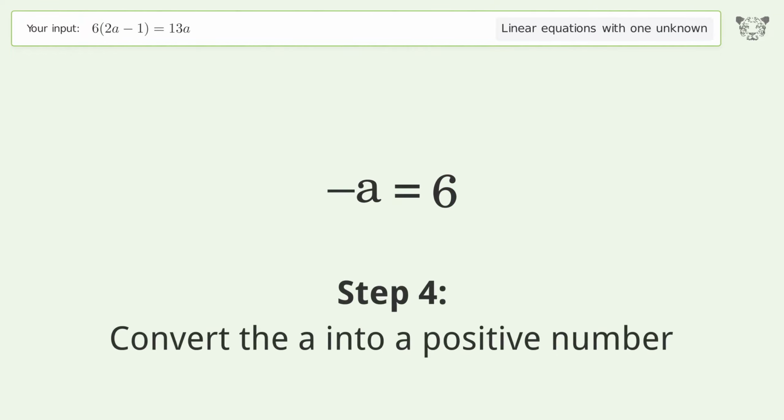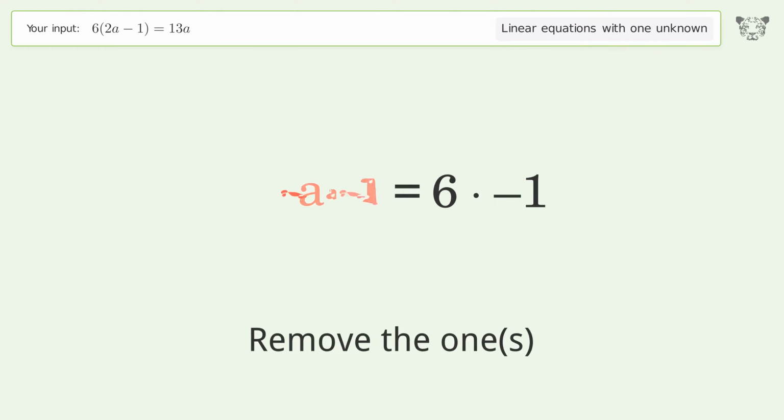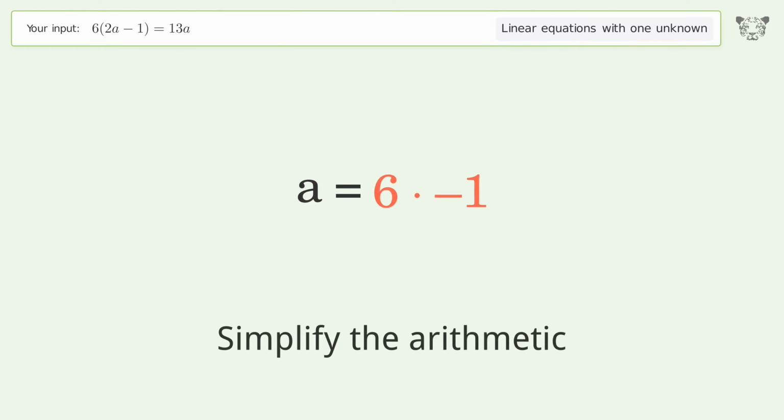Convert the a into a positive number. Multiply both sides by -1. Remove the ones. Simplify the arithmetic. And so the final result is a equals -6.